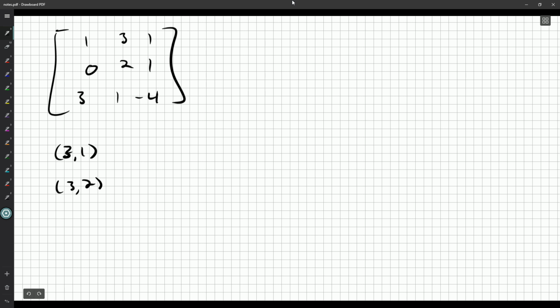All right, now the last set. The third row: 1, 3, 1, 0, 2, 1, 3, 1, negative 4. So these, I would probably just write the final answer, unless I was really worried about losing marks, but I don't have to worry about that here, so I'll do it with a little bit of work shown.